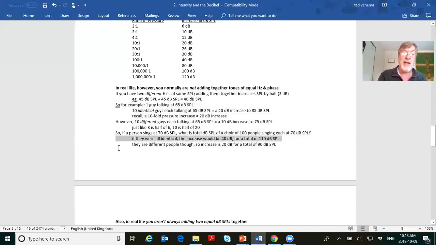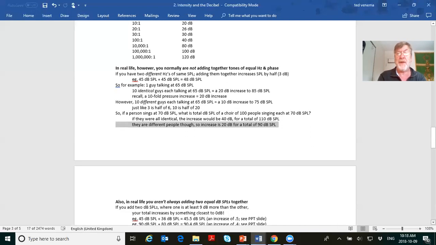But in all actuality, they're all different people. So your increase is 20, just like 10 is half of 20 and 3 was half of 6. So your total is 70 plus 20 is 90. All review, make sure you have a handle on that.